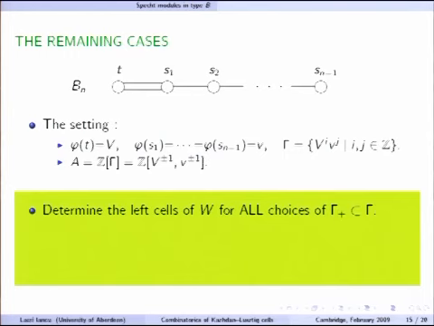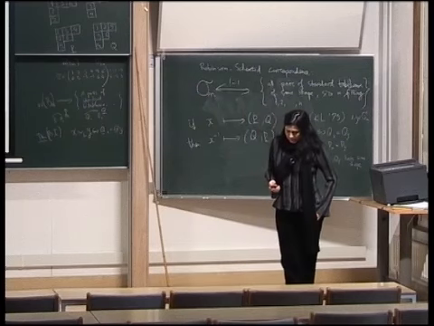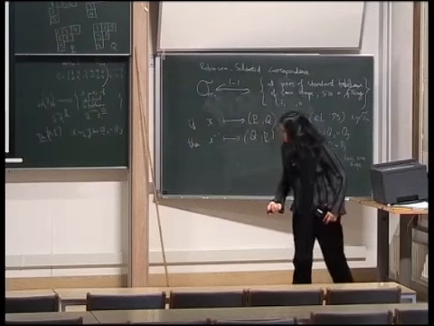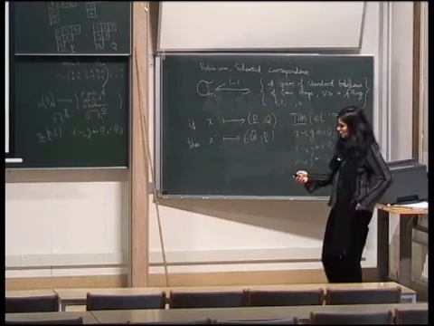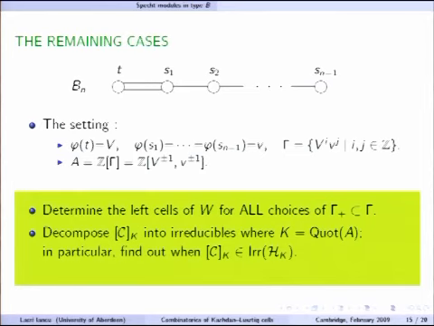So this is the aim. I mean, what is left to be done is to determine the left cells of W for all possible choices. And what do we understand by determine the cells? Well, some nice combinatorial description. And then, once you do this, ideally, you should be able to decompose at least this one, where capital K is the field of fractions of A, the cell representations into irreducibles. And in particular, find out when these are themselves irreducible.